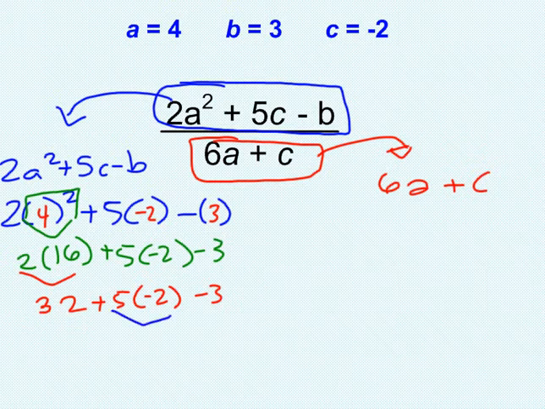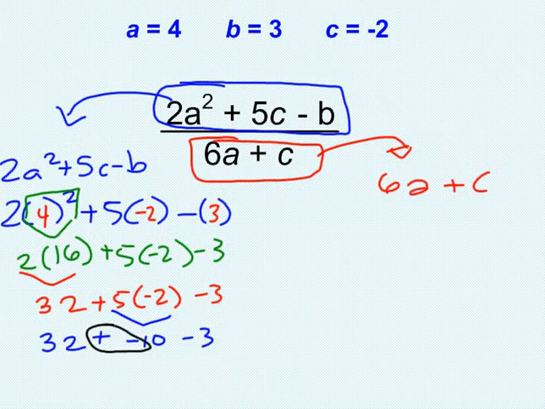Next, I'm going to multiply 2 times 16, gives me 32. Next, remember I'm not adding, I need to multiply before I add or subtract. 5 times negative 2 gives me negative 10. Remember here I can combine signs. A positive and a negative combine to make a what? A negative. So I have 32 minus 10 minus 3.